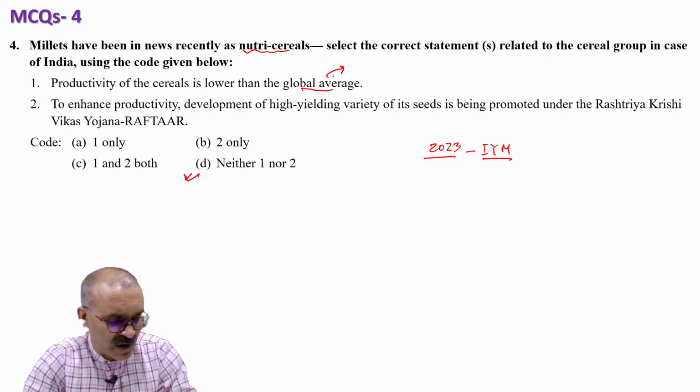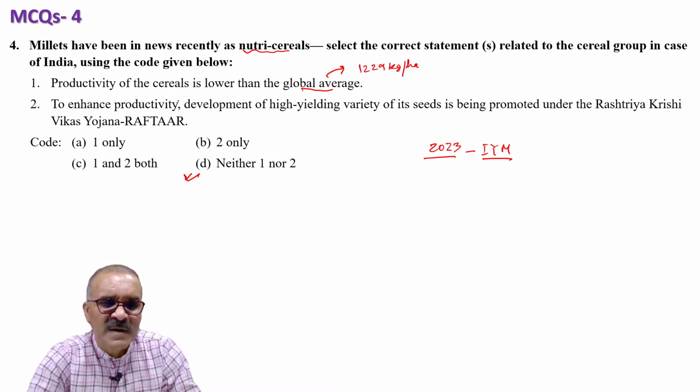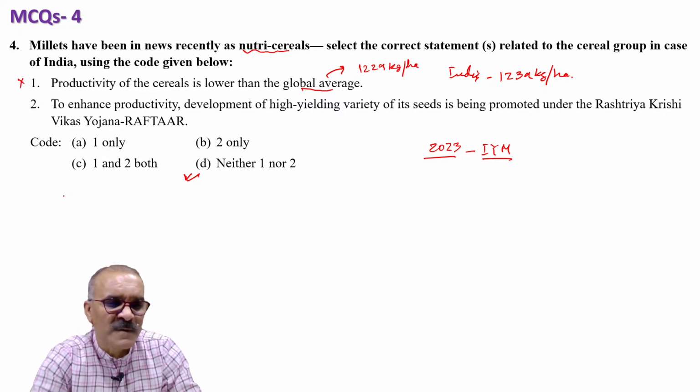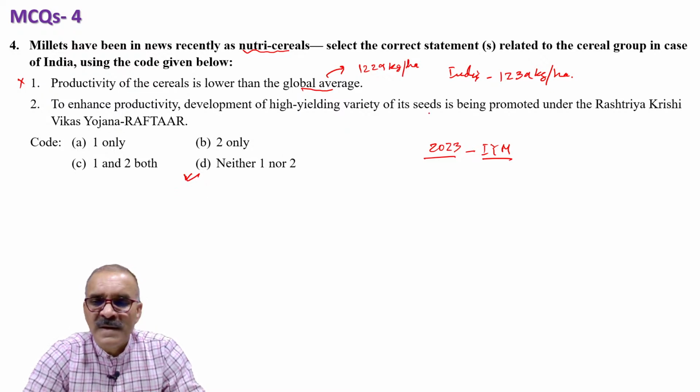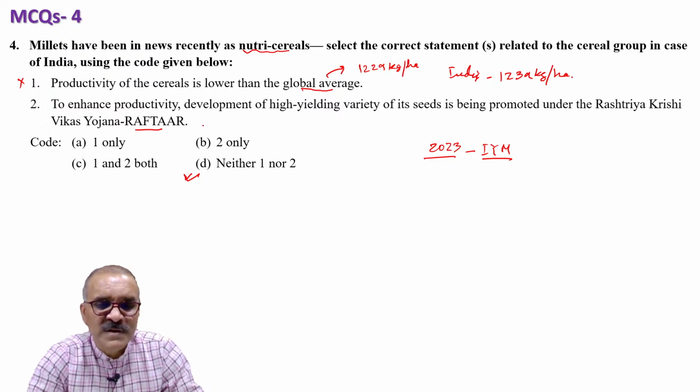Global average of productivity is presently 1229 kg per hectare, and India's productivity is presently 1239 kg per hectare. It is higher than global average. So this statement is wrong. Second thing, Rashtriya Krishi Vikas Yojana RAFTAR is a scheme which is connected to millets, but it doesn't aim to promote the development of high yielding variety seeds of the millets.